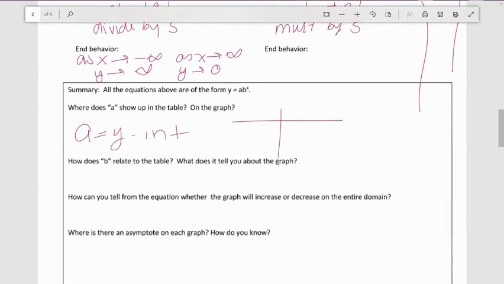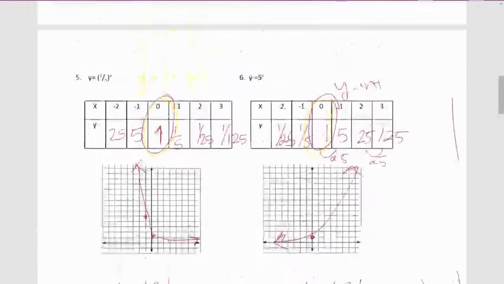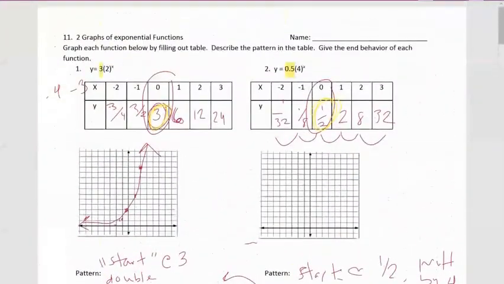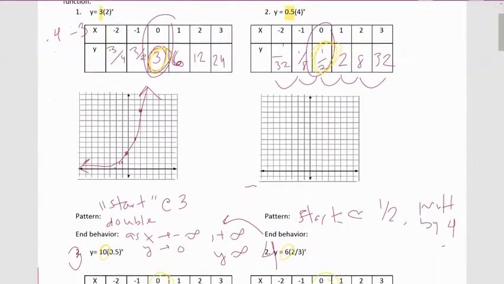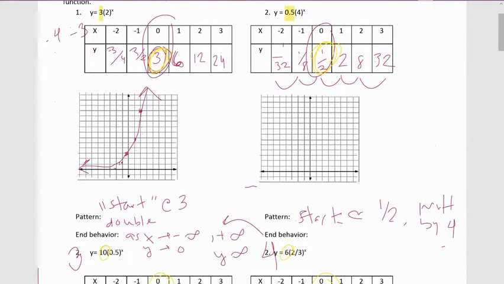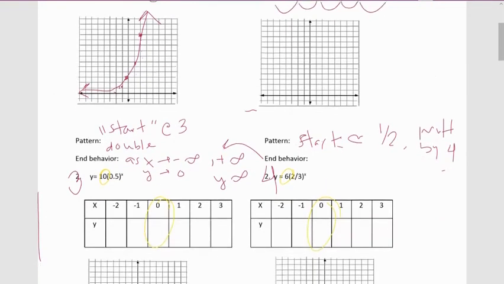And in my table, I'm going to just draw a quick table. A is always right here under 0. Okay. What does B tell you about the graph? Let's go up to these. This time I said I started and then I doubled. Notice right here, I am doubling. I said I started at 1/2 and multiplied by 4. I am multiplying by 4.